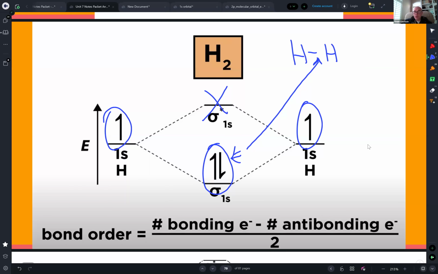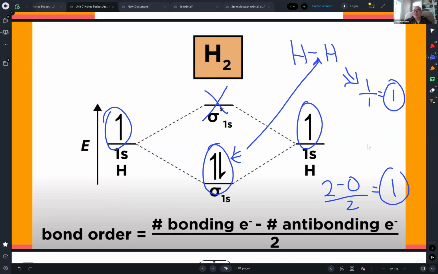Now, if we want to calculate the bond order, remember we have a bond order previously that we've calculated. The bond order was always the number of bonds divided by the number of locations. So we have one bond divided by one ligand, and that was 1 as our bond order. Well, this is another way whenever we have antibonding that we can calculate the bond order. The number of bonding electrons is 2, the number of antibonding electrons is 0, divide by 2, and we get the same value. So there are 2 different ways in which we can calculate bond order.